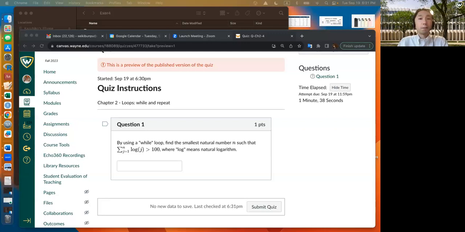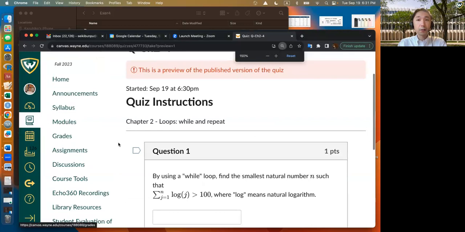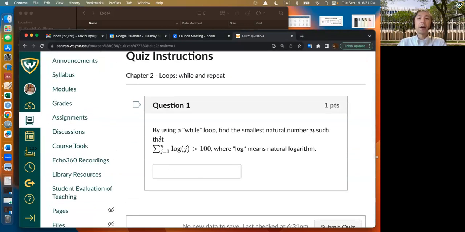Okay, so at first, I will share the screen to explain one of the quiz questions. I think that I got the most inquiries on this question. And yeah, chapter 2, quiz 2-4, maybe it's a little too small. Yeah, so this is the question. By using a while loop, find the smallest natural number n such that the summation of j equal to 1 to n of log of j is larger than 100, where log means natural logarithm.